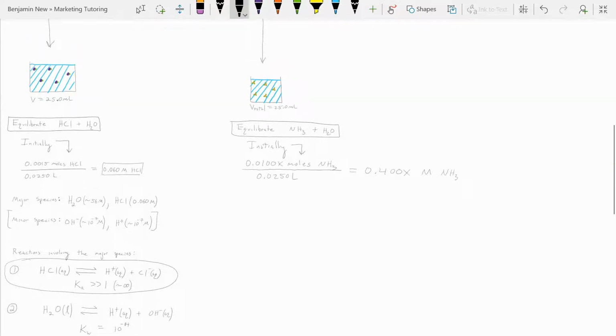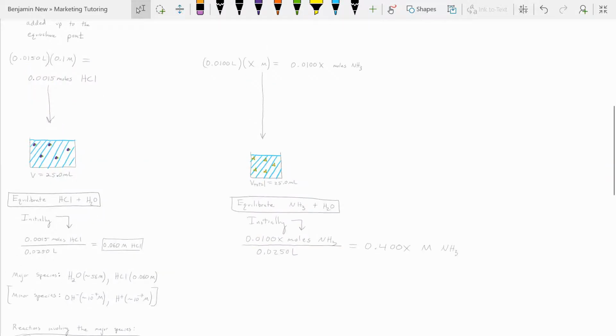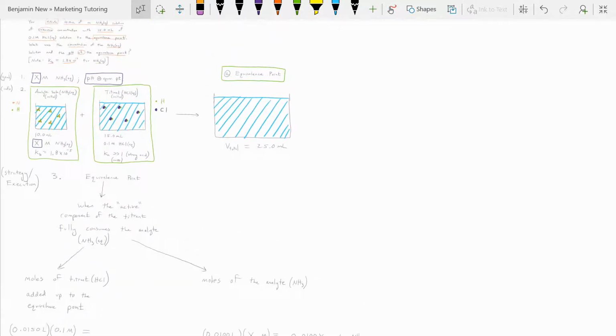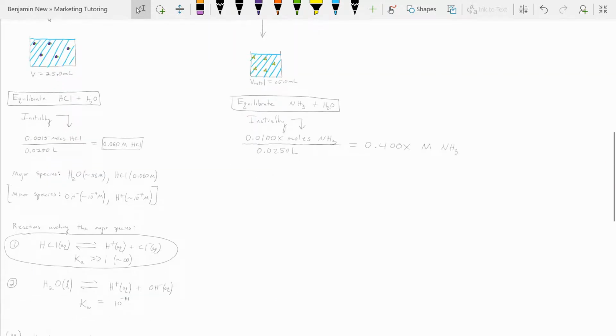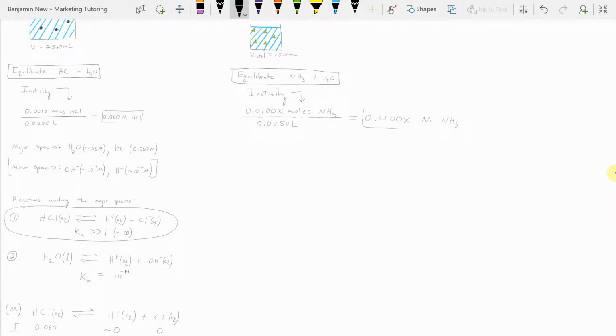Okay, so the initial concentration of ammonia is 0.400 times x, where x is the concentration of the original analyte solution in only 10 mLs. So now we have that. I'll go ahead and circle that, similar to over on the HCl side. Now at this point, we can go ahead and identify the major species, just as we did on the left side.